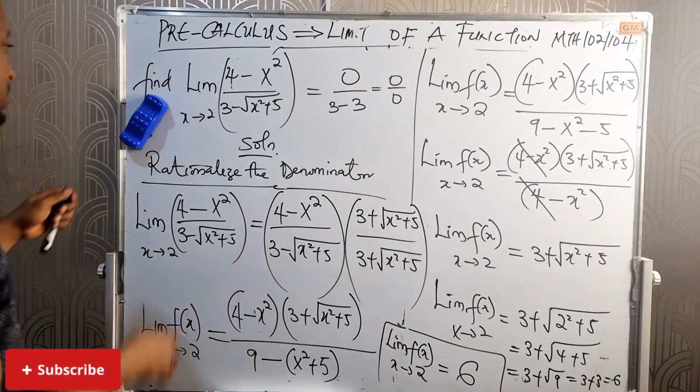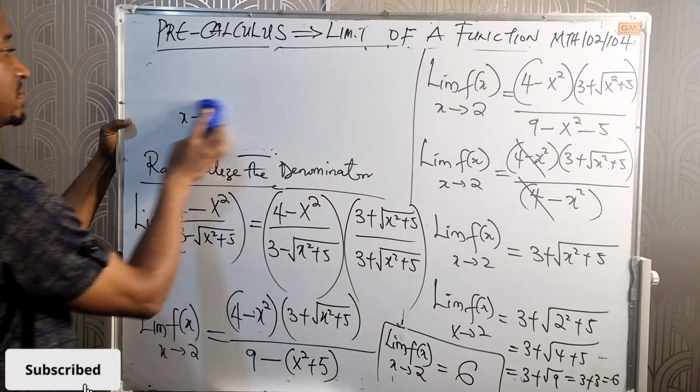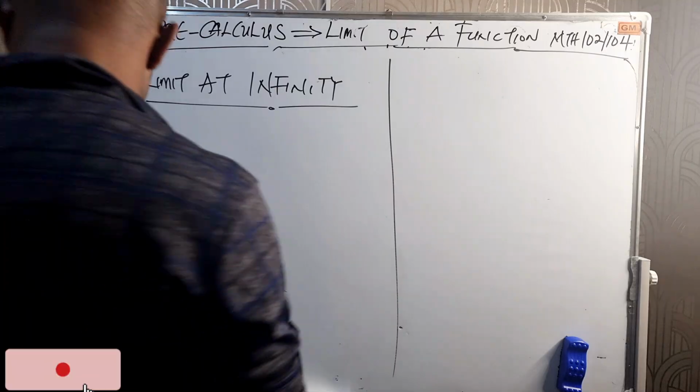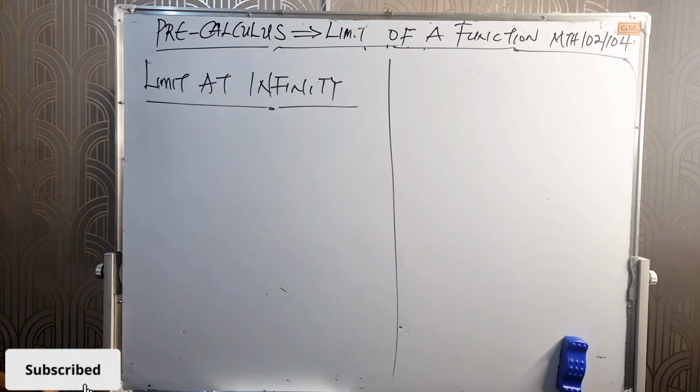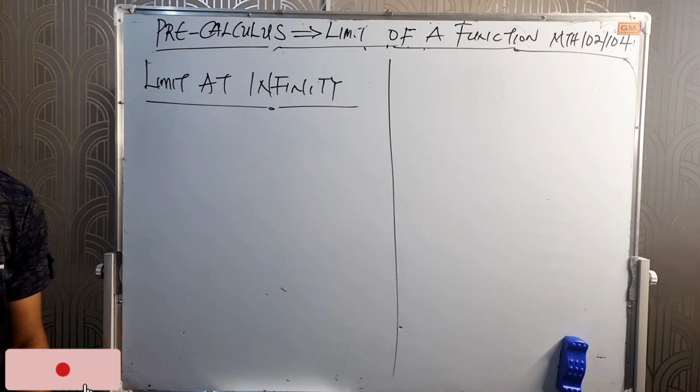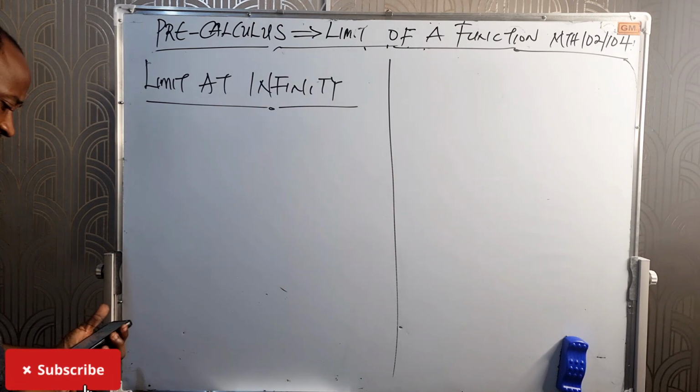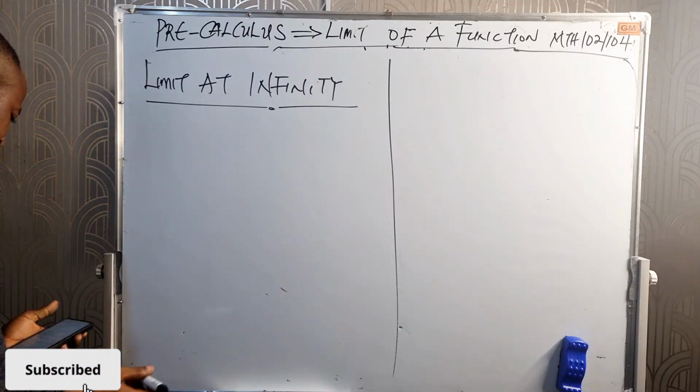Now let's see another example. Well, let's look at limits at infinity. Limit at infinity. We have seen by factorization. We have seen by rationalization. Let's look at this question given to us under limit at infinity.